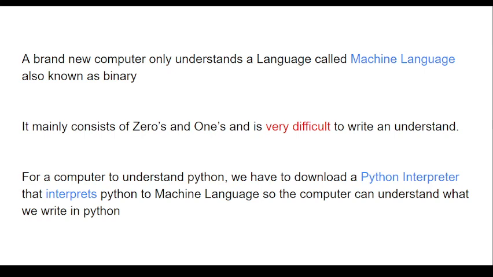So for a computer to actually understand Python or whatever you write in Python, we actually have to download something called a Python interpreter. That interpreter interprets Python to this machine language that all computers actually understand, which is the zeros and ones. So you are not actually going to be dealing with the zeros and ones.